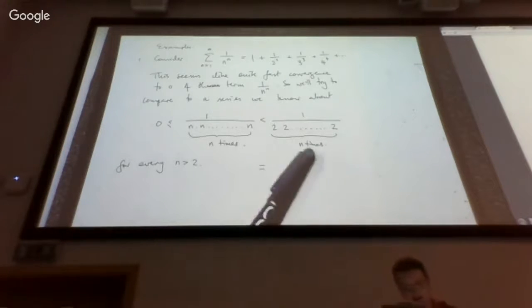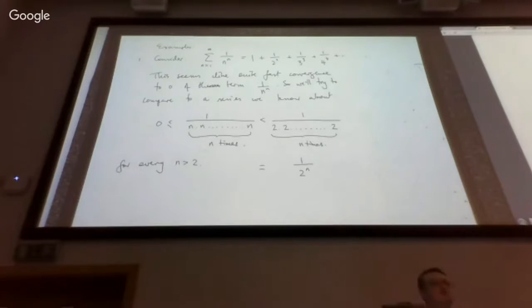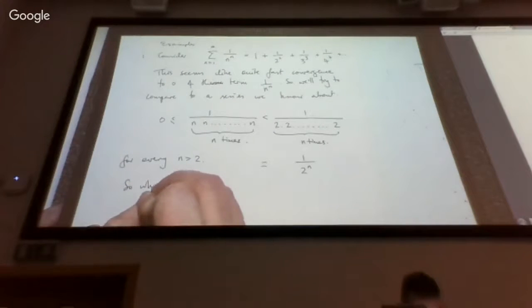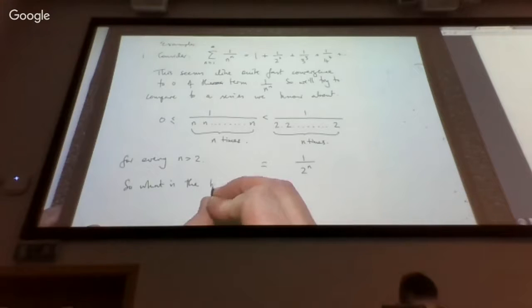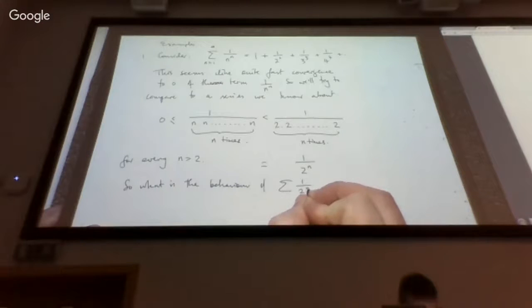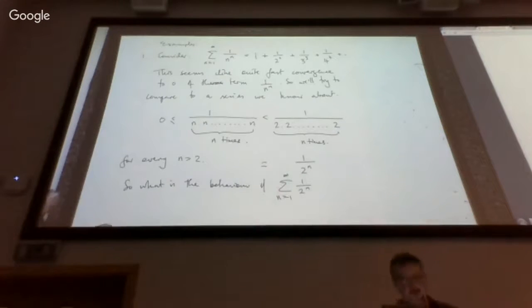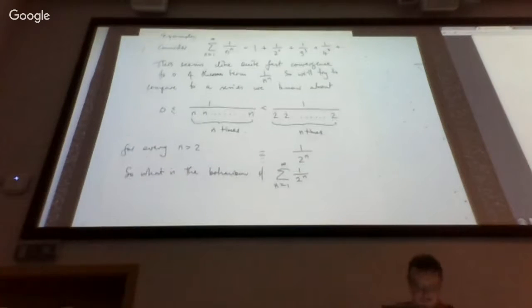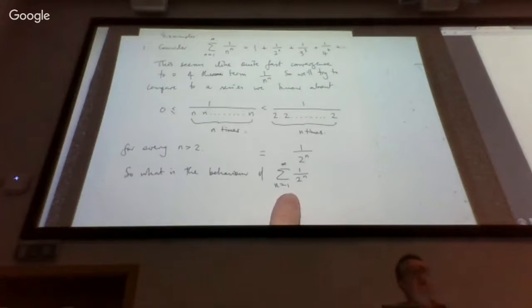Now, does this look like a term that we know about, say, from elsewhere or using other results? So what is the behavior of the sum of 1 over 2 to the power n from n equals 1 to infinity? If we can say that this is convergent, then the comparison test will tell us that the series we're looking at converges also. Okay. So how do we know that this converges? What kind of thing is it?